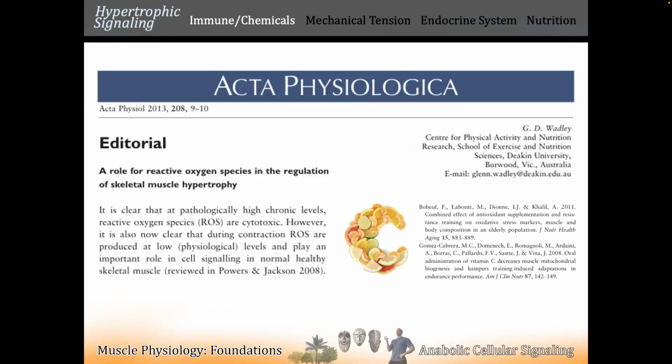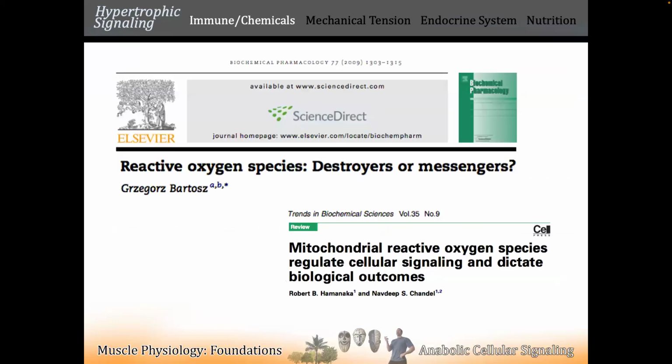Reactive oxygen species. These are the things that you take antioxidants to get rid of. So you have vitamins C and E. But if you take a bunch of vitamin C and E stuff around your workouts, you can impair mTOR signaling. And lots of studies have evaluated the relationship between reactive oxygen species and mTOR.